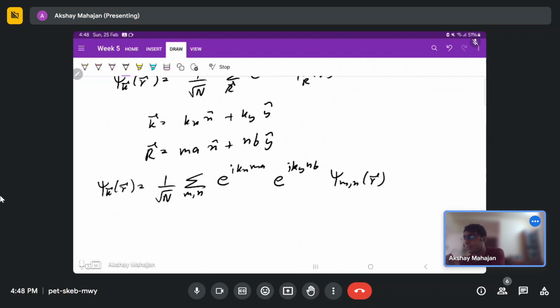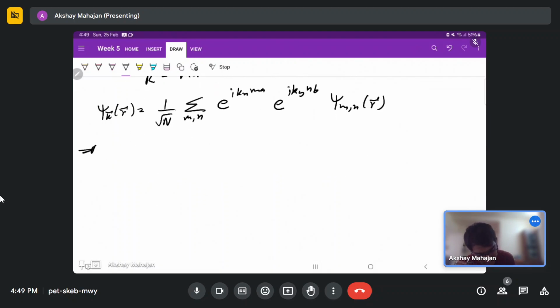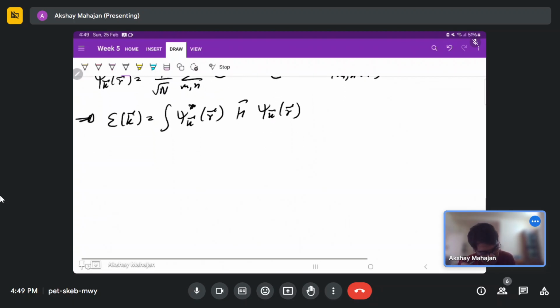Alright, then similarly we will have the energy dispersion E of k vector. This will again be given by psi of k vector star r vector, H cap, psi of k vector r vector, and then we just have to open it up again.